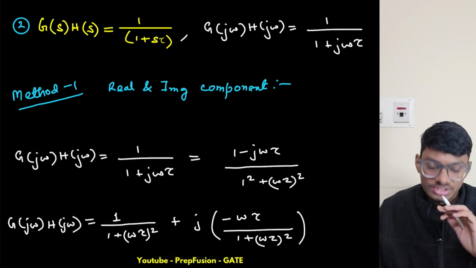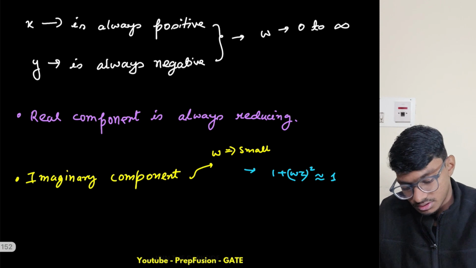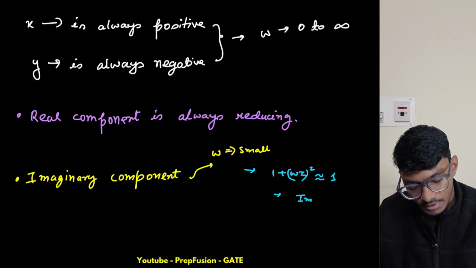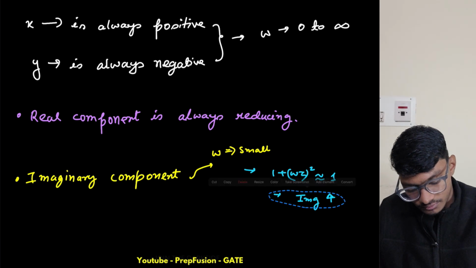Omega tau. Even though it's negative, that is fine. But slowly omega is increasing, so this will also increase. So my imaginary component will increase. Now, let me do this in a different color.